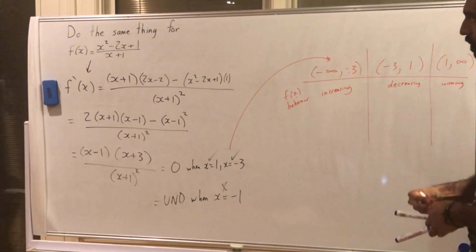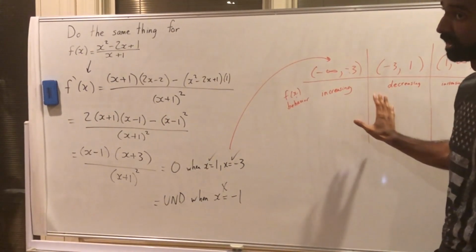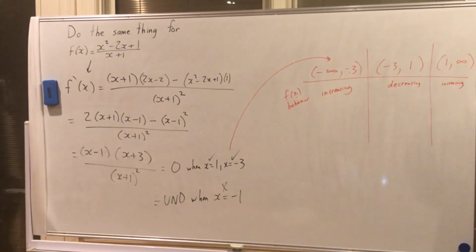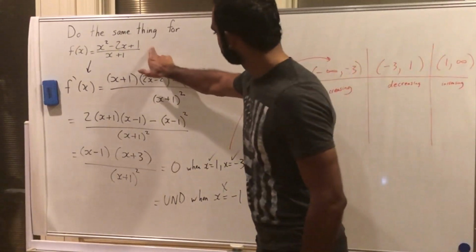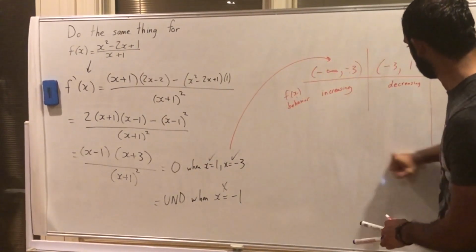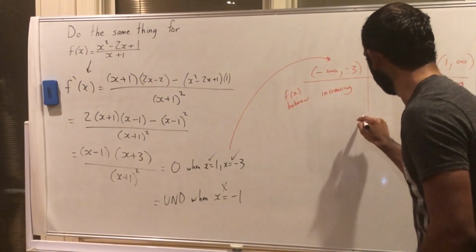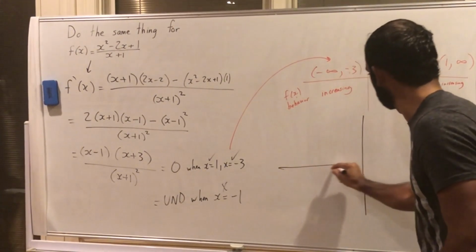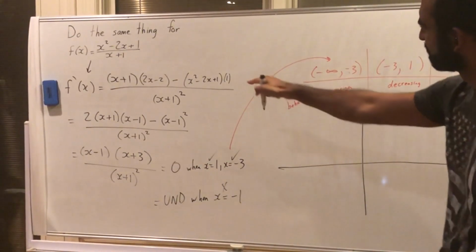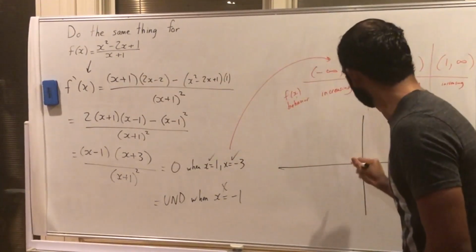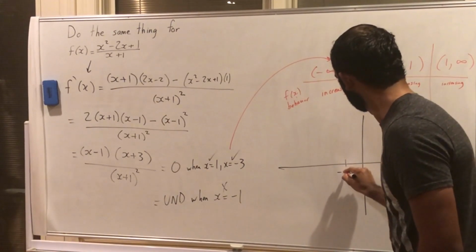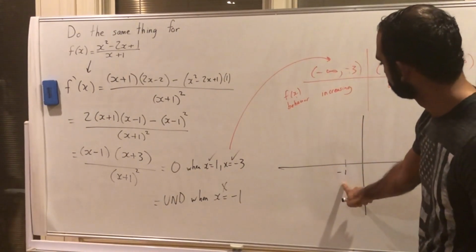Now to see why this is wrong, it's not completely right, I'm going to show you what the graph of this looks like. This has a vertical asymptote where? At negative 1. Negative 1.